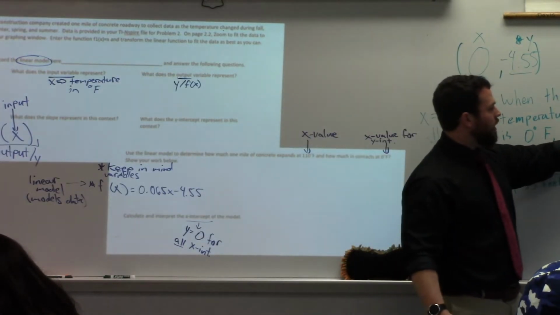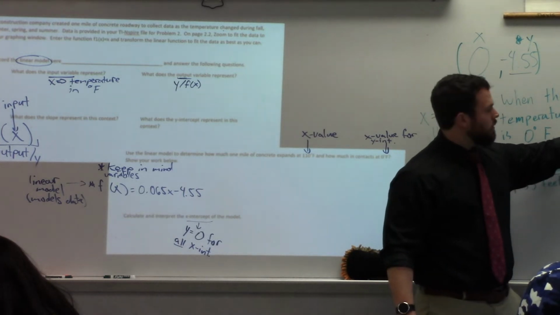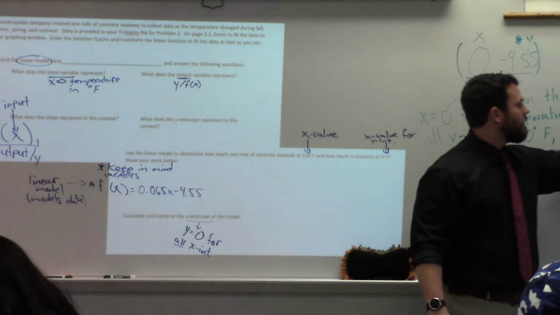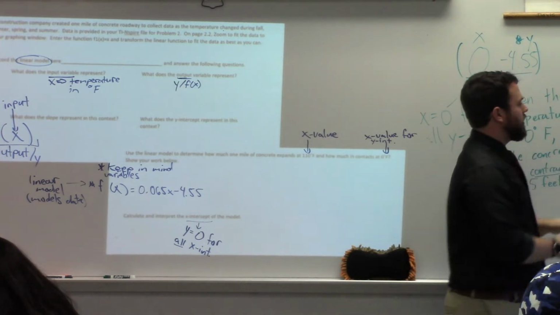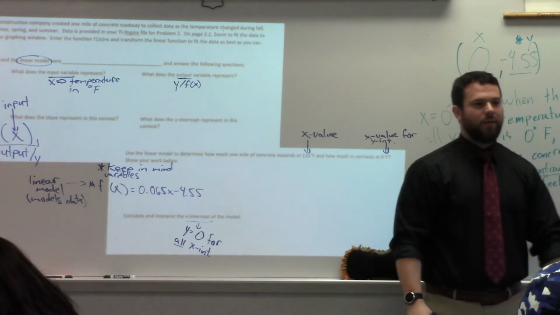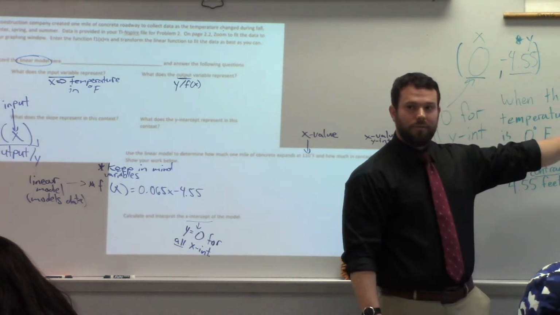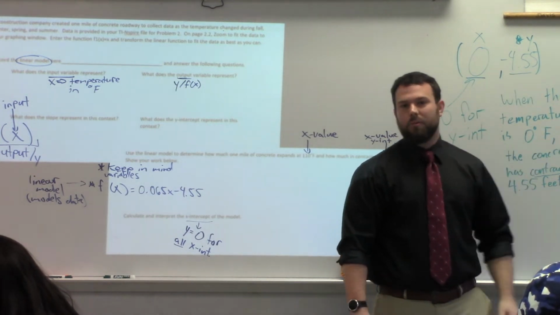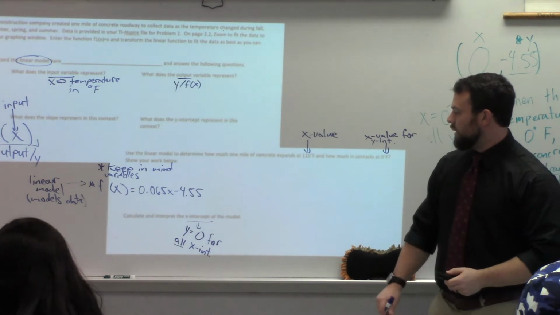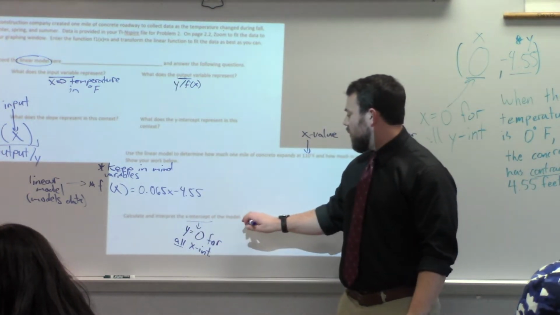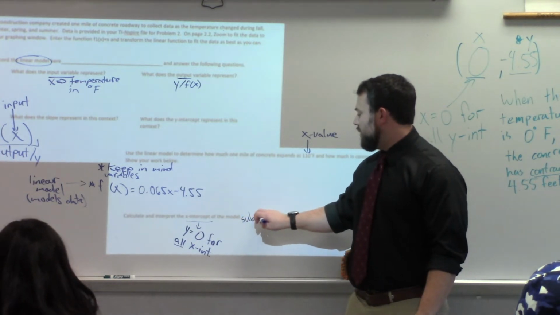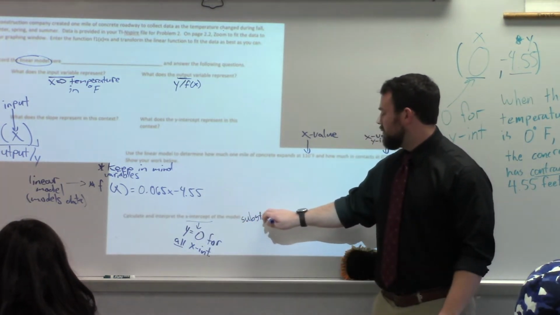So notice f of 0 was equal to negative 4.55. An input of 0 gave me an output, the whole thing, of negative 4.55. That's the beauty of function notation. It shows input and output at the same time. So I'm going to substitute 0 in for y, or substitute 0 for this equation.